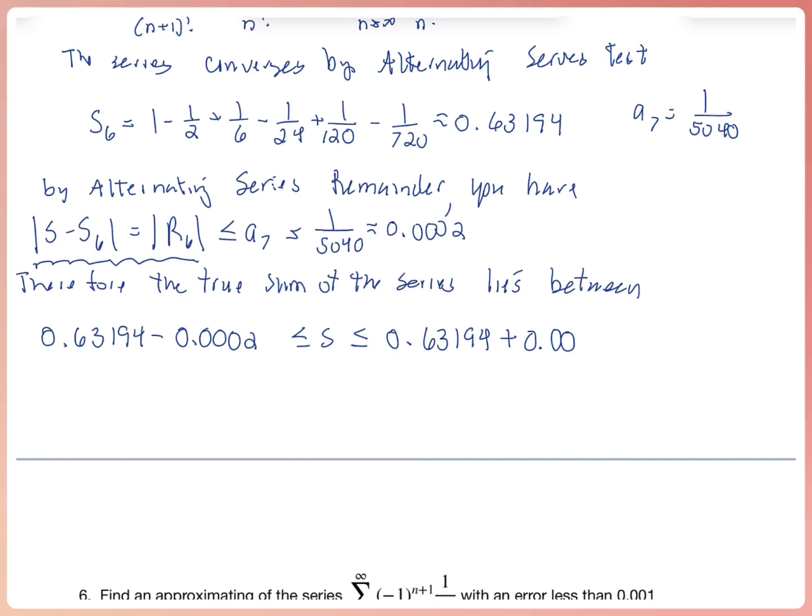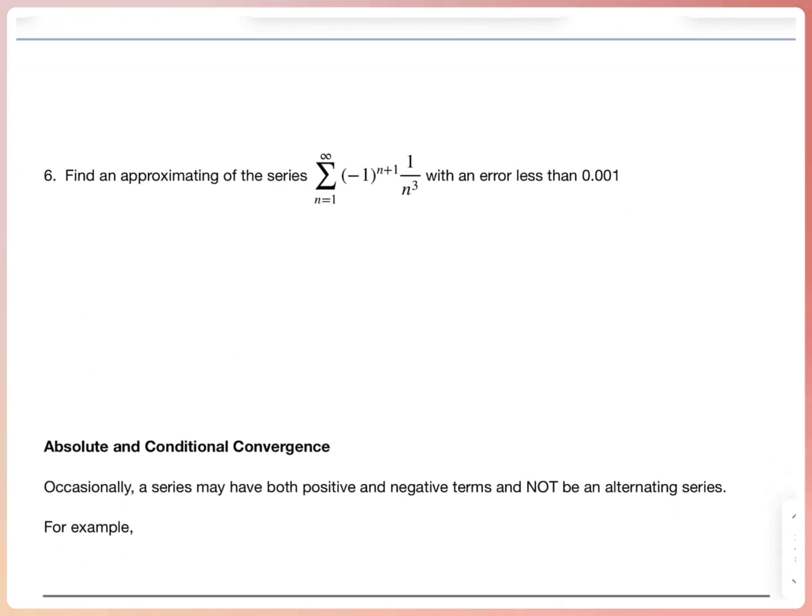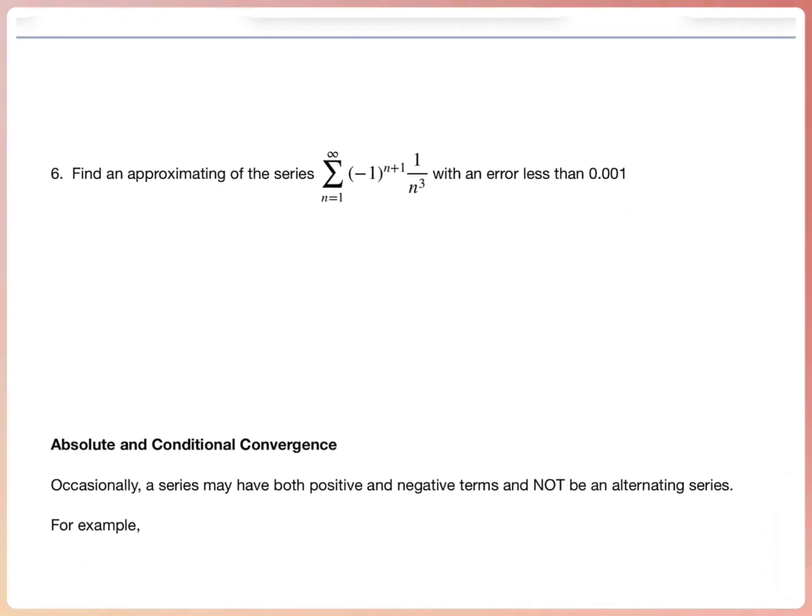So with a little calculator work here, I get that 0.63174 is less than or equal to our actual sum, which is less than or equal to 0.63214. So we can't find the actual sum of this infinite series, but we can narrow it down. We know the actual sum has to lie somewhere in between 0.6317 and 0.632. That's pretty darn narrowed down. Okay, that's the power of the remainder theorem.